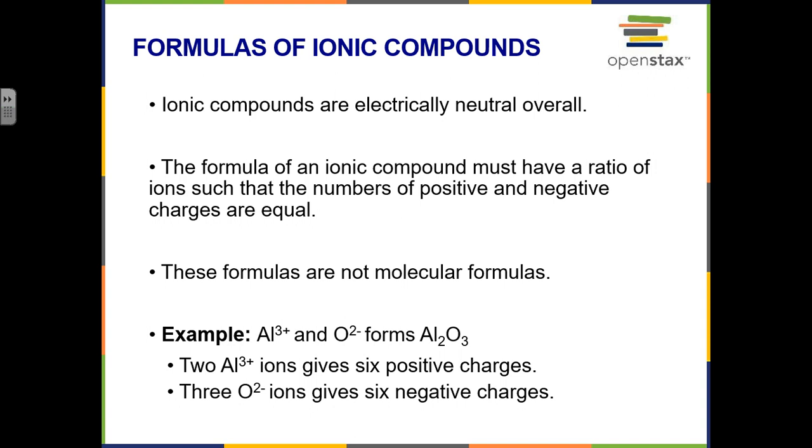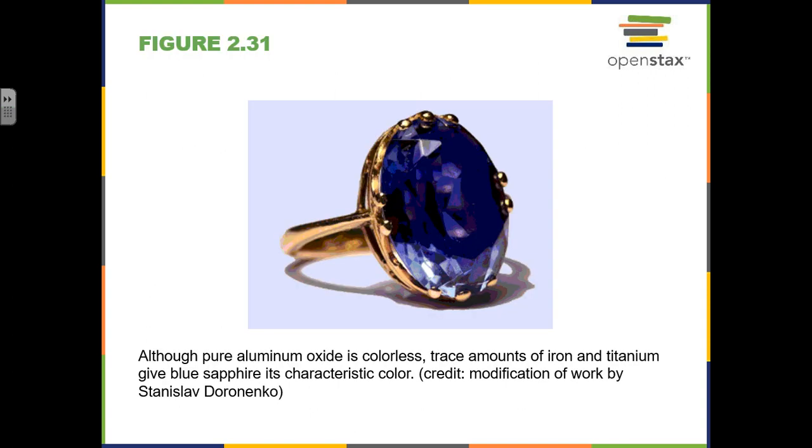Now, the formula of an ionic compound must have a ratio of ions such that the positive and negative charges are equal. Now, this process is usually defined by charge balancing, and essentially what happens is you take the neighboring charges of each element and they crisscross amongst one another, forming new compounds. So if you look at the example, you see aluminum 3+ and oxygen 2-, and they form aluminum oxide. And that happens when 2 aluminum 3+ ions react with 3 oxide ions to give you 6 negative charges and 6 positive charges.